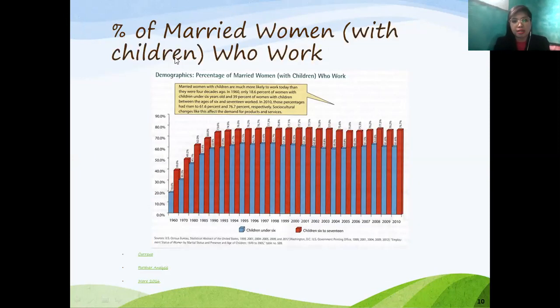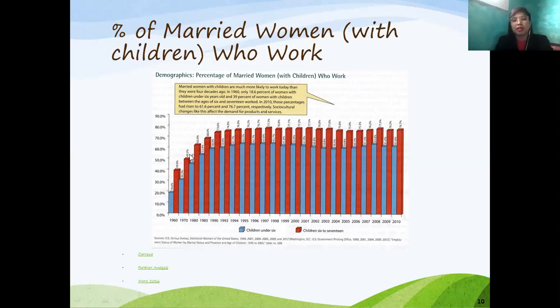Okay, so this is the percentage of married women with children who work. From 1960, only 18.6% of women with children under 6 years old and 39% of women with children between the ages of 6 and 17 were working. And then in 2010, those percentages had risen to 61.6% and 76.7% respectively. And social cultural changes like this affect the demand for products and services.